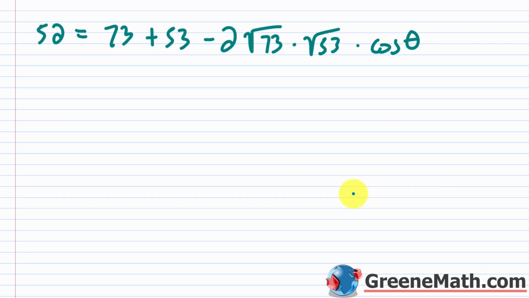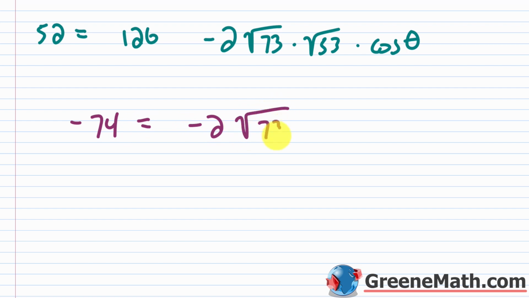And to do that, I would say 73 plus 53, that's going to be 126. So let me write that in there. And I'll say 52 minus 126, that's going to be negative 74. So this becomes negative 74 is equal to negative 2 times the square root of 73 times the square root of 53, and then times the cosine of theta.